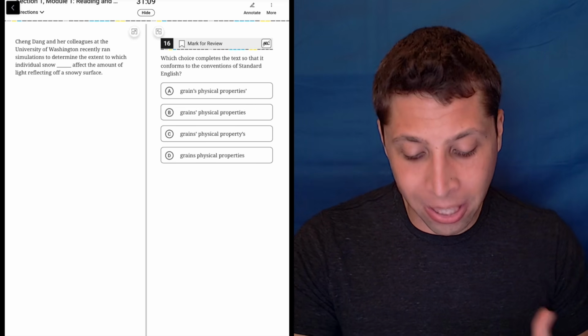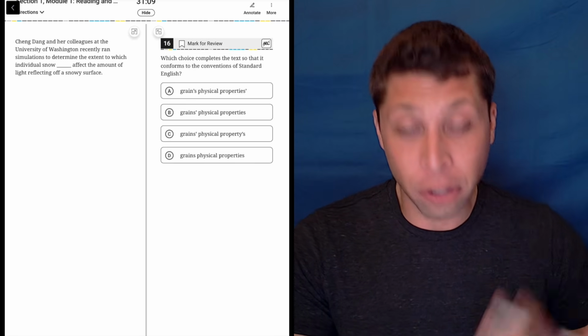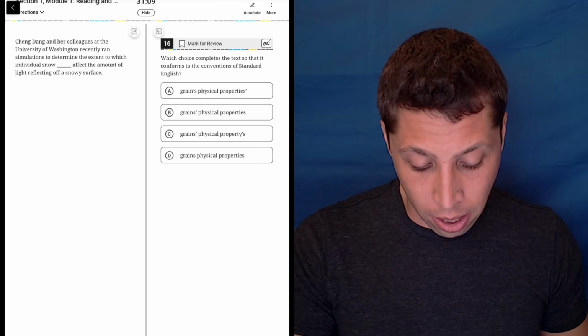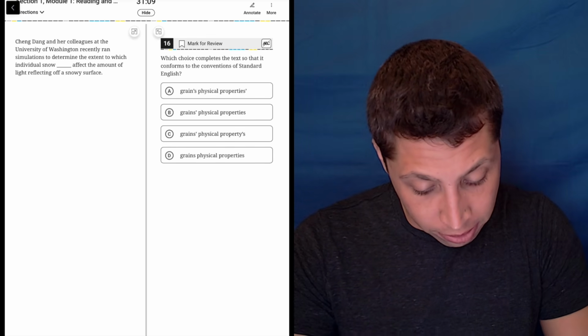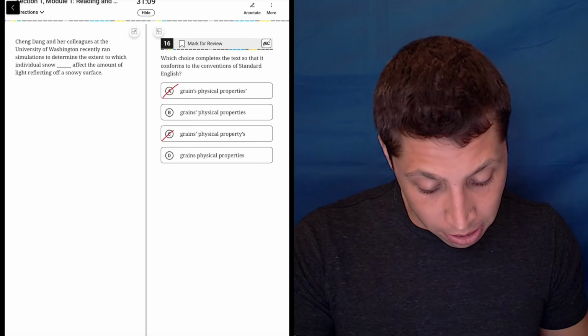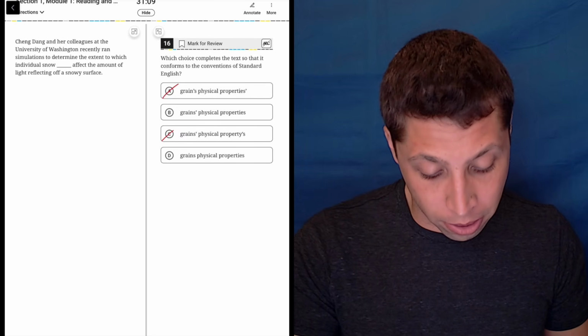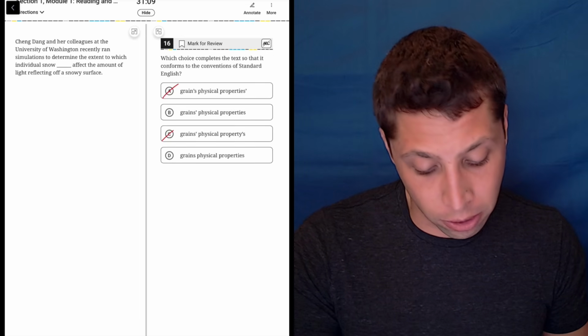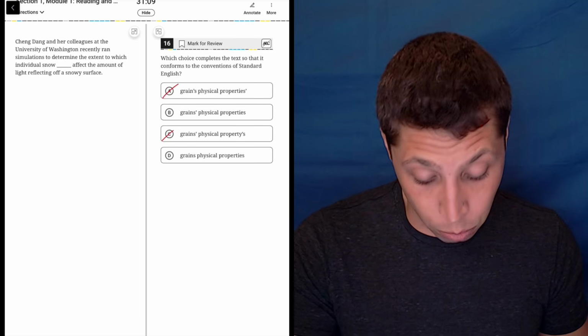It is not the properties' effects. The properties are doing the action. They are affecting. So we don't need any apostrophe there. So that would get rid of A and C because those have apostrophes on properties. So it's either B or D, and the difference there is whether we need an apostrophe on grains. Not even where it goes, just do we need it.